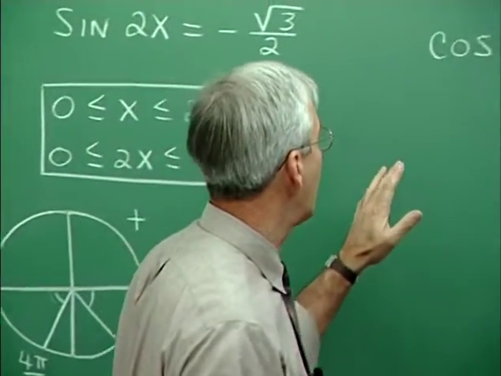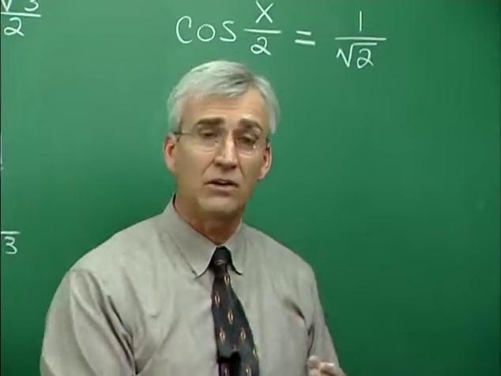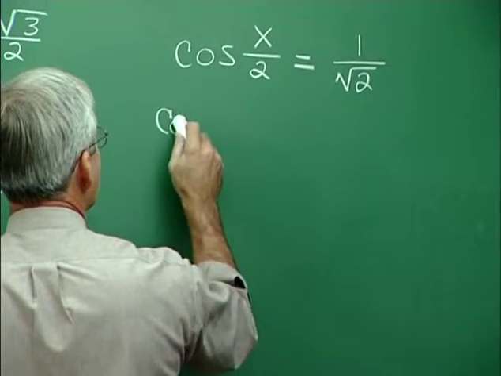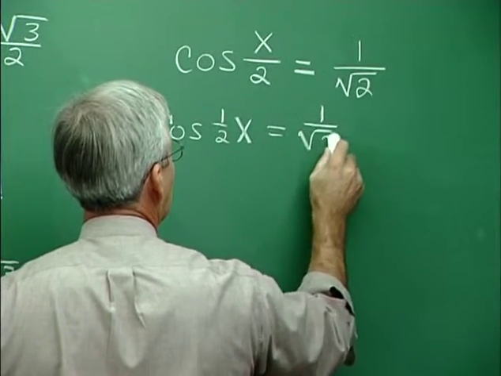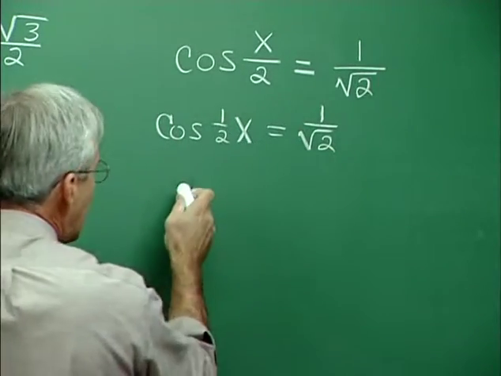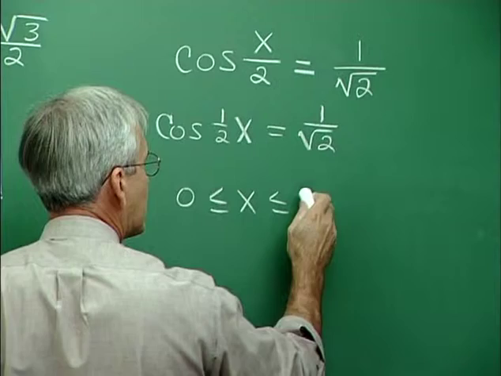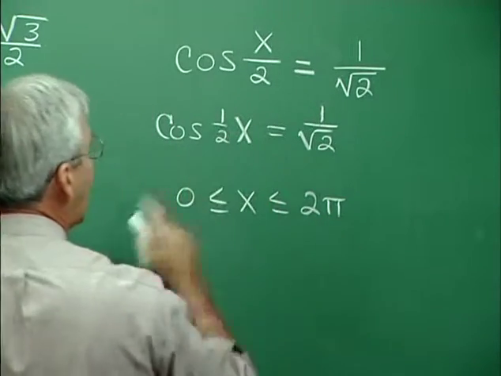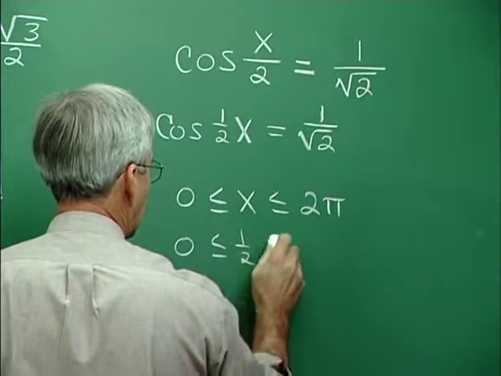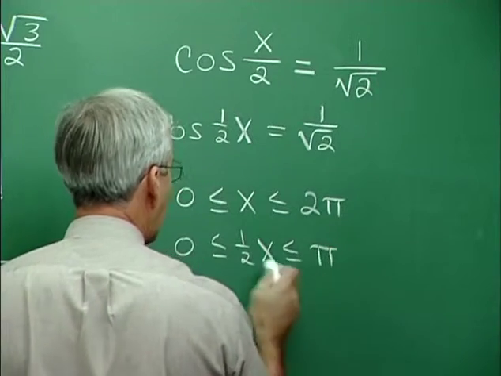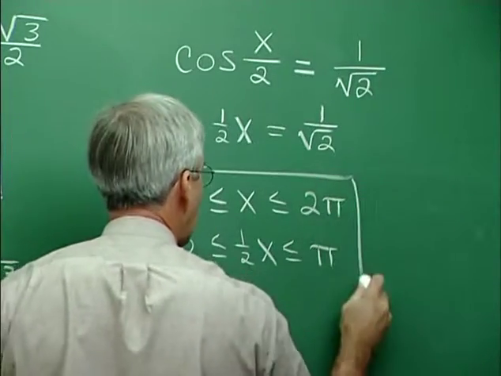In this next one, very similar idea. We have cosine x over 2 equals 1 over the square root of 2. And you begin the analysis by thinking that this is cosine 1/2 x. Let's think about it like that. And if we're saying that x is falling between 0 and 2 pi, then what about 1/2 x? Taking 1/2 in all parts, then 1/2 x is falling between 0 and pi. All right, let's keep that in mind as we go through our analysis.